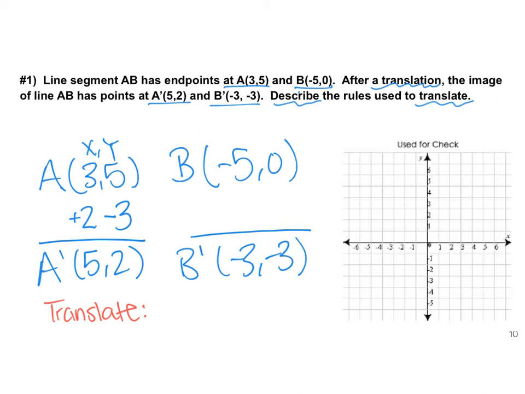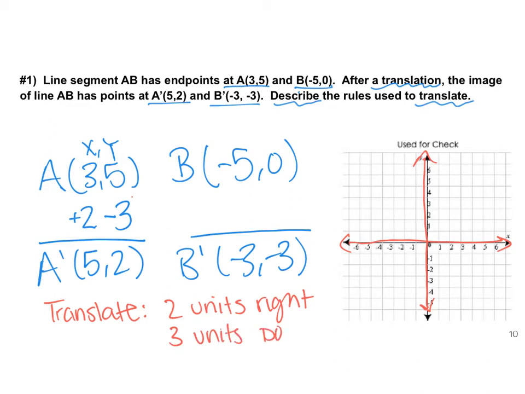I'm adding 2 to X. X is left to right. Adding means right by 2 units. So translate 2 units right. I'm subtracting 3 from Y. Y is up and down. Minus means down by 3 units. 3 units down.